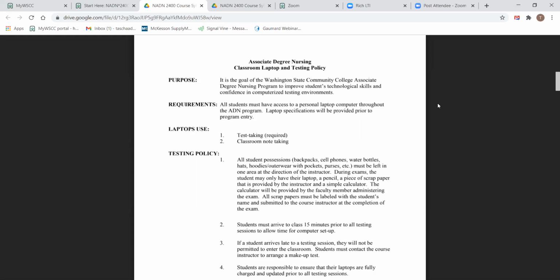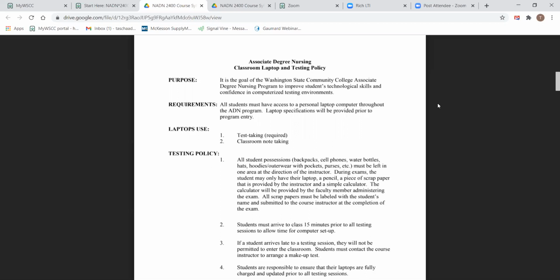Okay, so the goal, we want to make sure that students have all the technical skills that they need. They have confidence in computerized testing environments, and that helps to prepare you for the NCLEX, as well as working in the hospital setting. Just not being technologically challenged is very helpful whenever you are in healthcare.